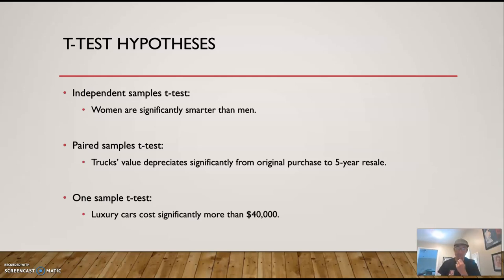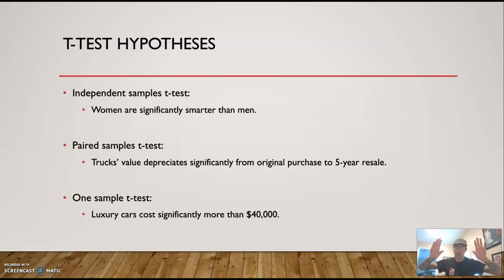Independent samples t-test, and there are videos as part of this class that talk more about these different tests in detail. But independent samples t-test is making a comparison across two groups that don't overlap, right? So let's say men and women in a biological sense. So we won't use gender, we'll use biological sex, right? So men and women, like so.